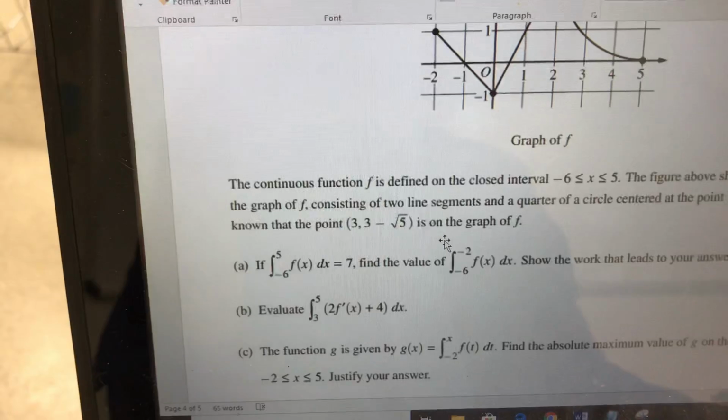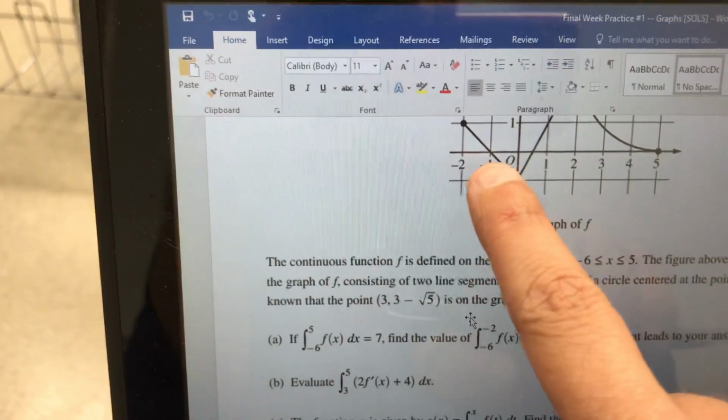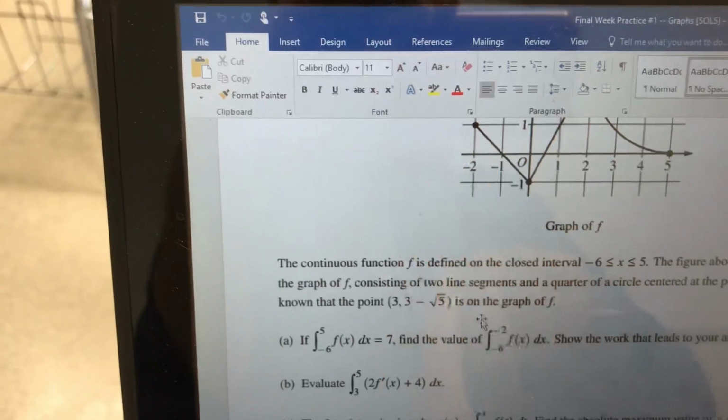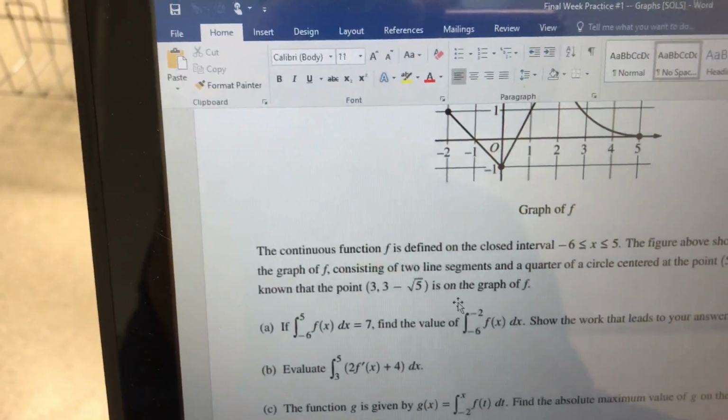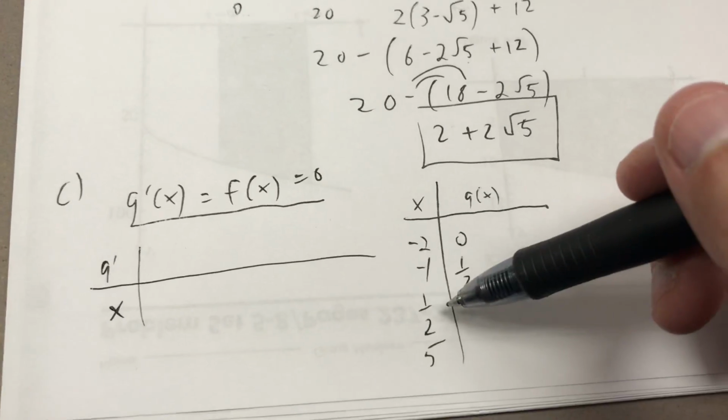G of -1 would be the integral from -2 to -1. Notice that's a half triangle there. That's going to be 1/2, above the axis. G of 1/2 is that other value that we need to find here.